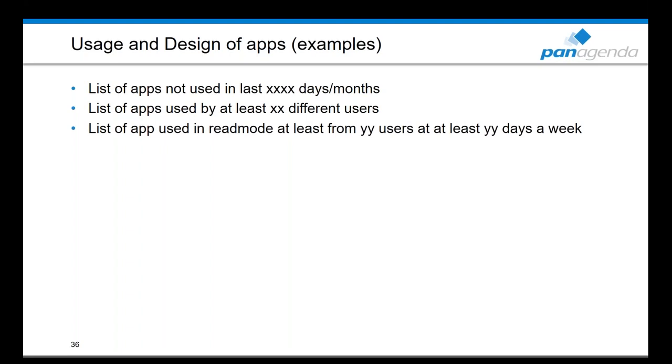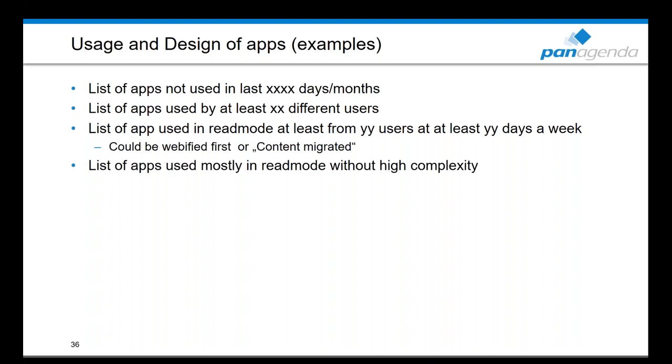So to focus. We could tell you which applications have been used in read mode only, or mostly in read mode from a specific set of users in a specific time frame. So we could, of course, make cuts into those dimensions. The idea might be that these are the simple applications which could be verified first, or content migrated with a tool. Or a list of applications which is mostly used in read mode without high complexity.